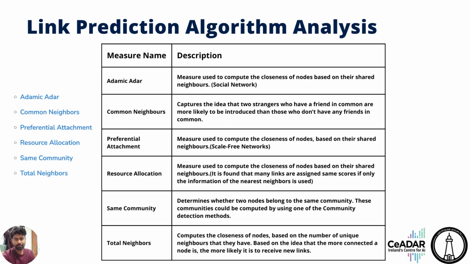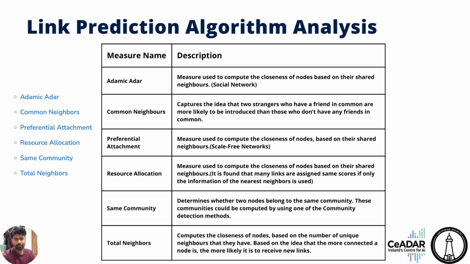Same community. The same community algorithm determines whether two nodes belong to the same community within a network. These communities can be identified using a community detection method, and this measure helps assess intra-community connections. Total neighbors. The total neighbors algorithm quantifies nodes' closeness based on the count of unique neighbors they have. It operates on the principle that highly connected nodes are more likely to receive new links.